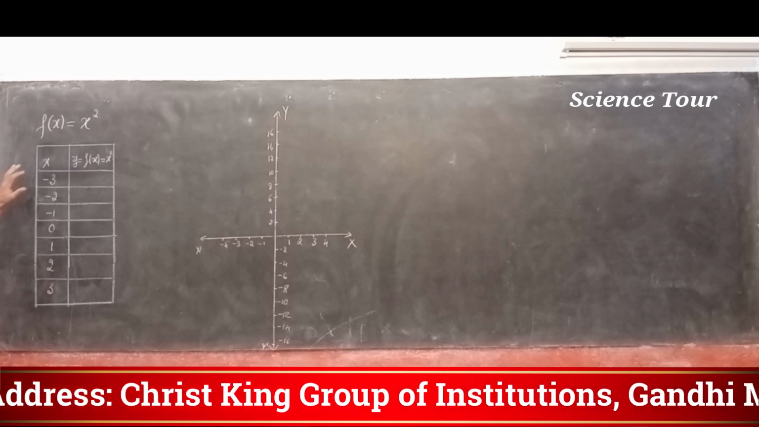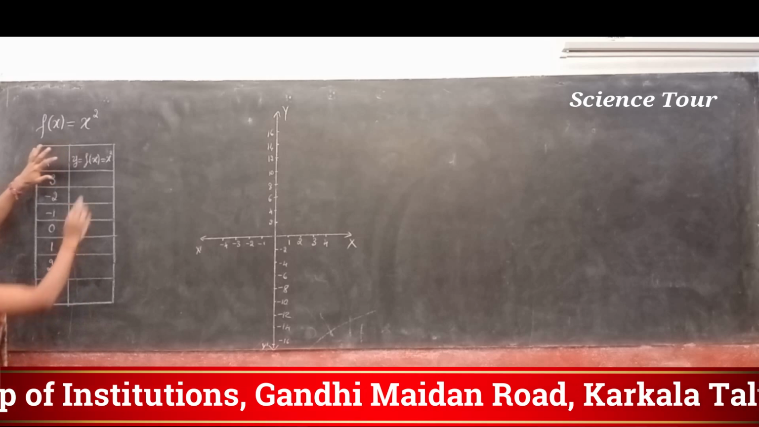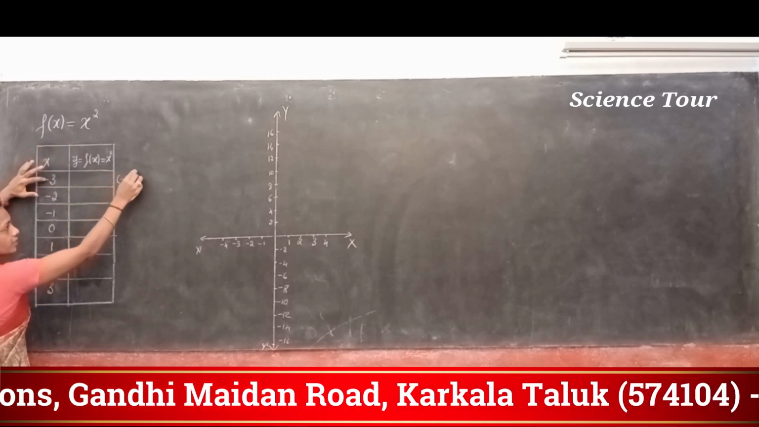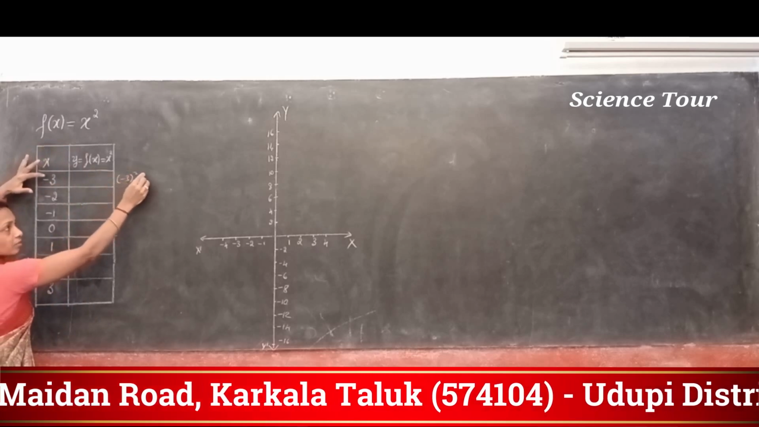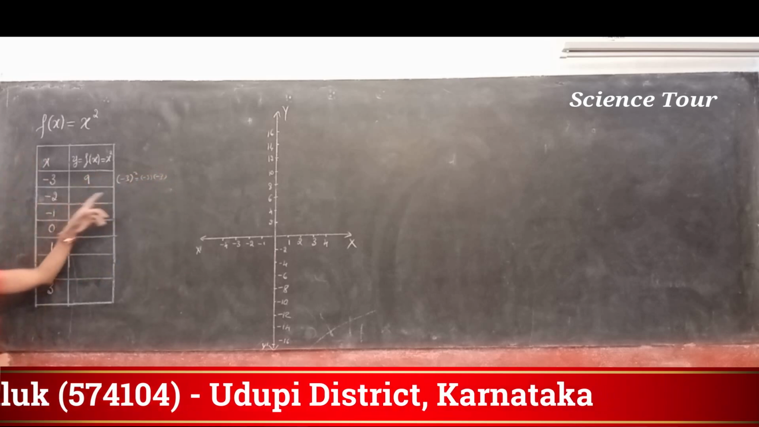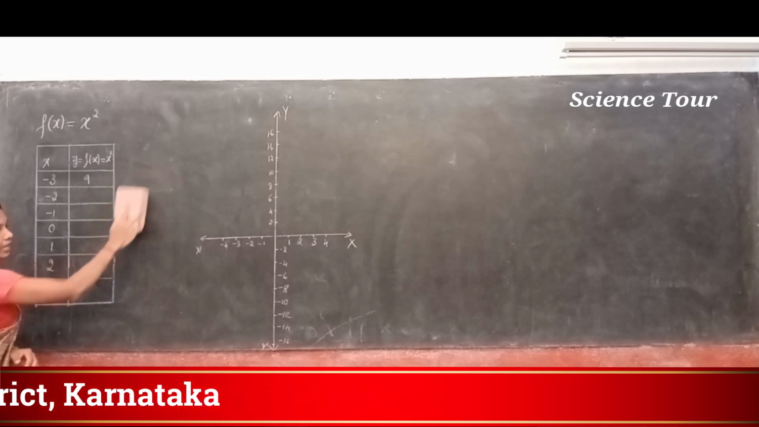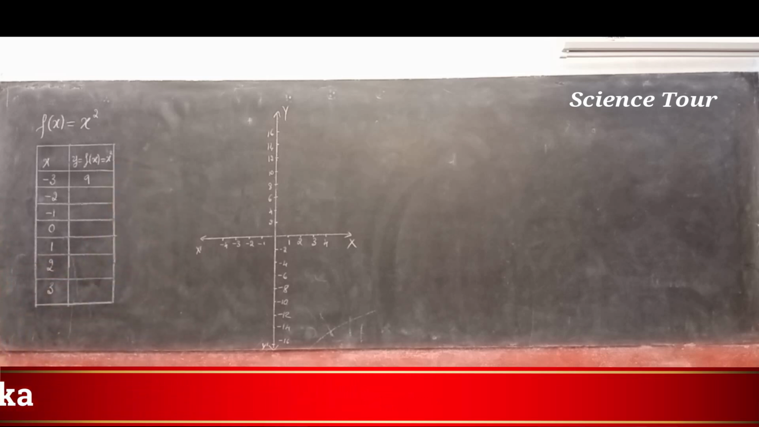Okay, and for minus 3, what will be the y value? Y is equal to x square, minus 3 square. What is minus 3 square? Answer: minus 3 into minus 3, that is plus 9. Okay, minus into minus is plus, 3 into 3, that is 9. Like that you have to calculate the other y values for these x values.